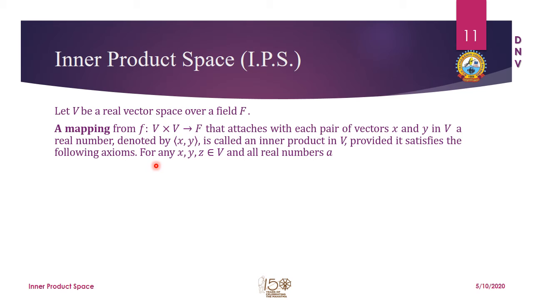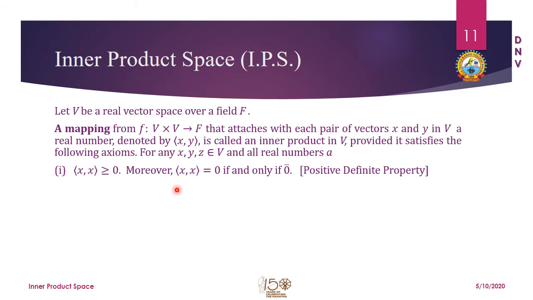What are those axioms which the vector space V needs to satisfy to be called an inner product space? For this we consider any three vectors x, y, z belonging to V and a real number a. The first axiom is that the inner product of a vector with itself is always greater than or equal to 0, and it is 0 if and only if it is the zero vector. This property is called the positive definite property of the inner product.